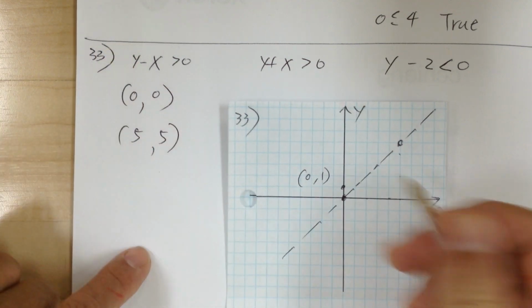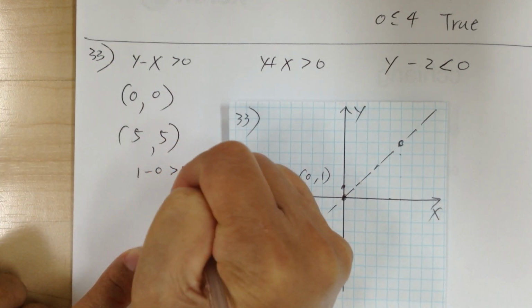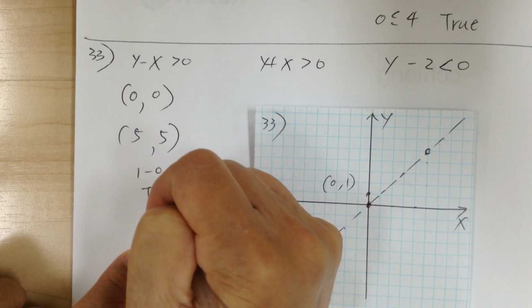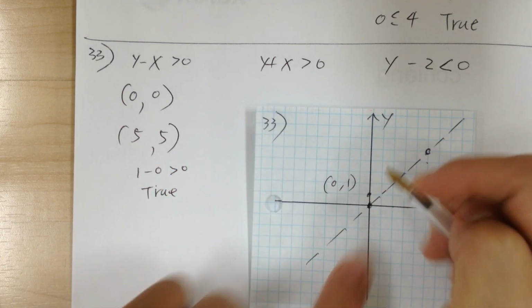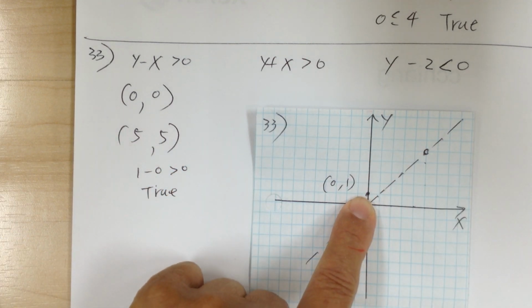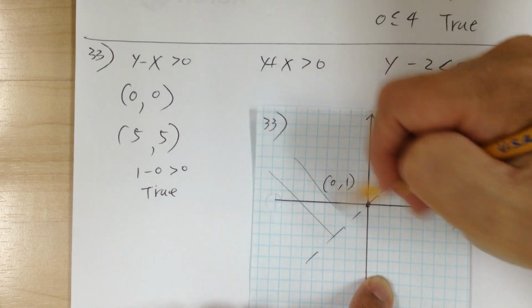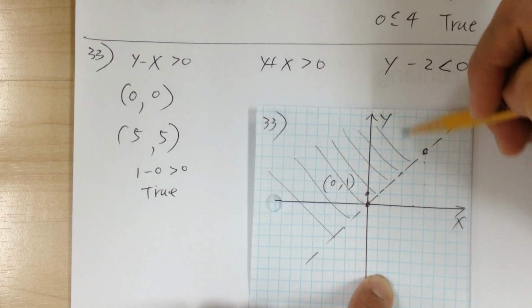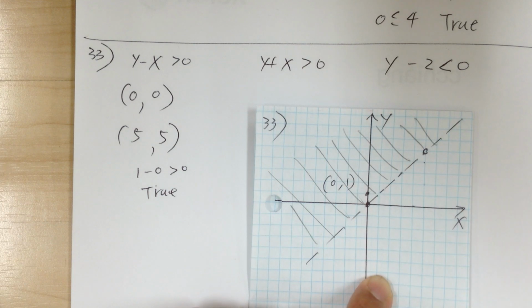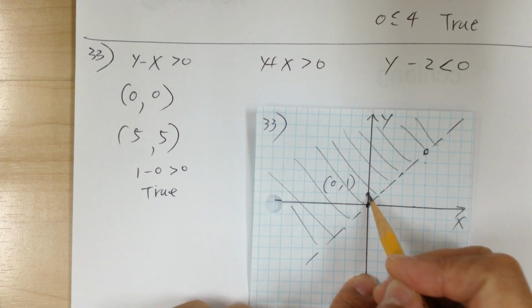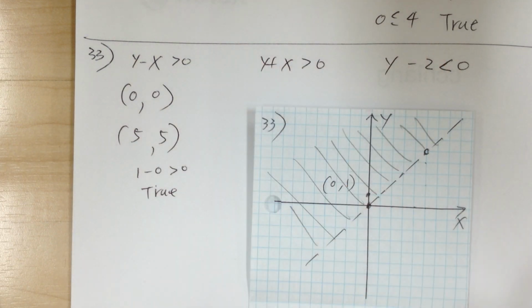Choose 0, 1. So you put over here, you're going to get 1 minus 0 greater than 0. So this is true, right? So this point is true. That means the graph is going to be shaded in on this side. Okay, you shade in the part that is true. So this point is true, that means this half is true.